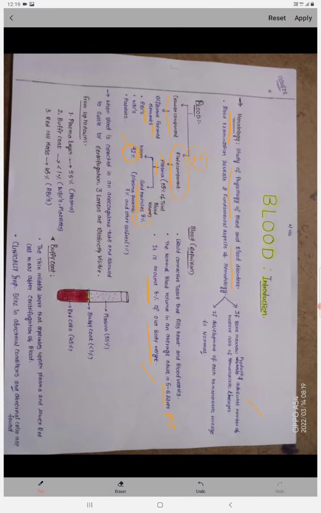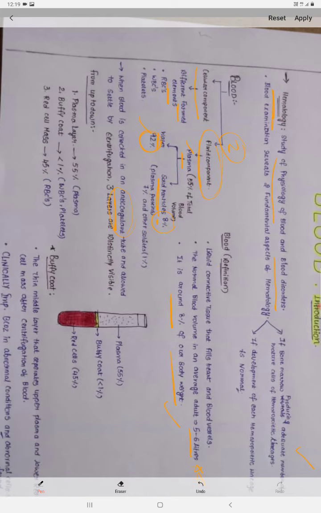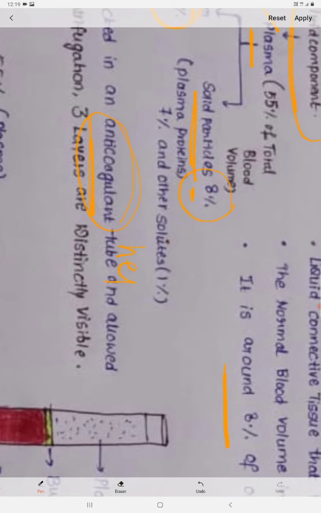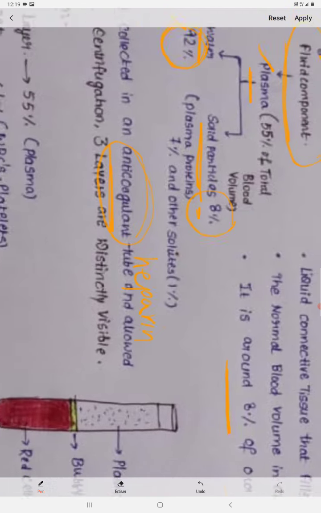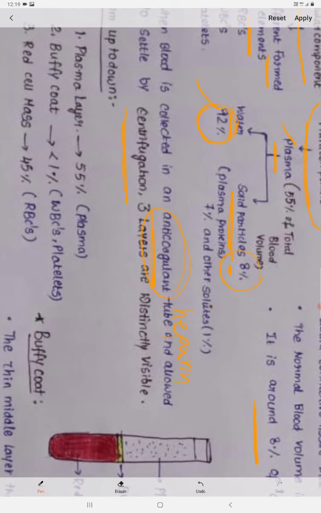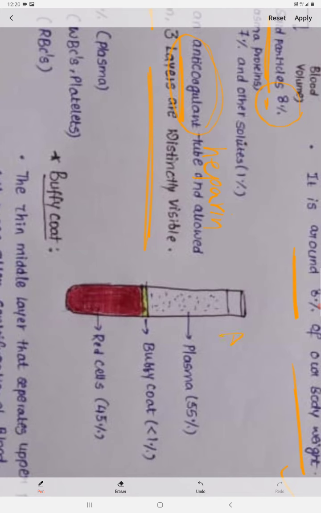And when blood is collected in an anticoagulant tube, because you took the blood and we need to add the anticoagulant, an anticoagulant like heparin we can add, and then allow it to centrifuge. Centrifugation is done, and then we can observe that three layers are distinctly visible. Here we can see the three layers. This is the plasma, which is the uppermost layer, and it constitutes about 55% of the total blood volume. Then we can see the buffy coat, which is less than 1%, and the red cells around 44 to 45%, which is the bottom layer, that is the third layer. This is the first layer, this is the second layer, buffy coat, and the third layer is the red cells.